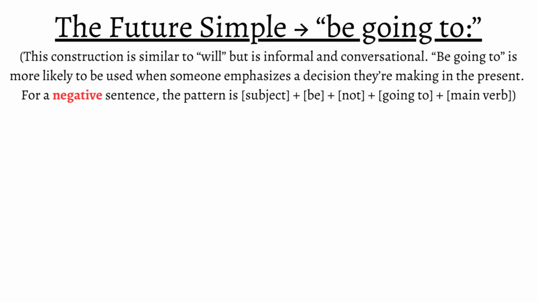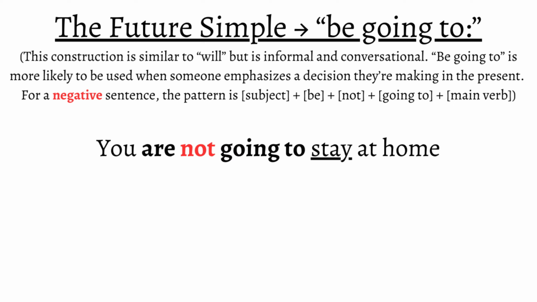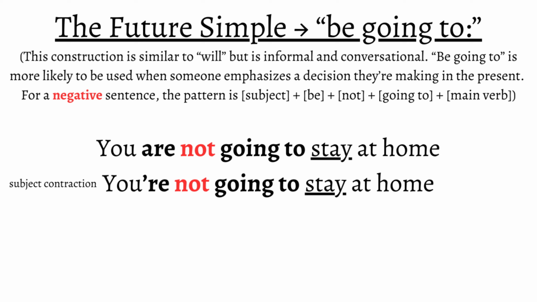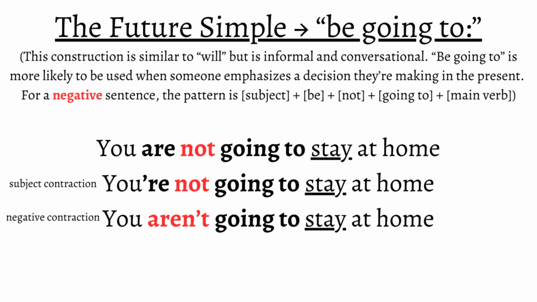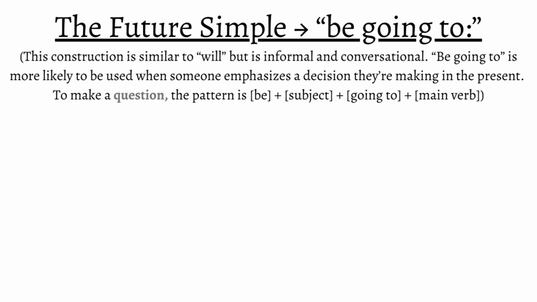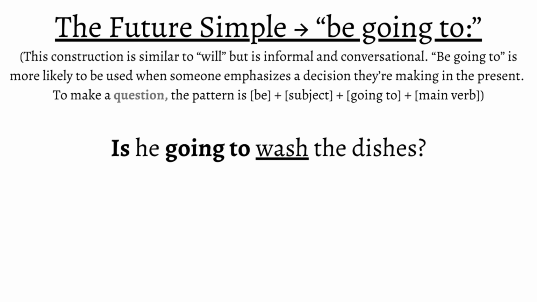For a negative sentence, the pattern is a subject plus be plus not plus going to plus a main verb. You are not going to stay at home. This phrase can also have a separate subject contraction and a negative contraction. To make a question, the pattern is be plus a subject plus going to plus the main verb. Is he going to wash the dishes?